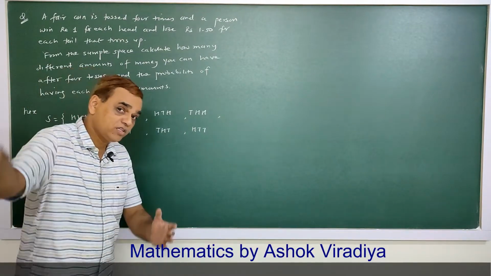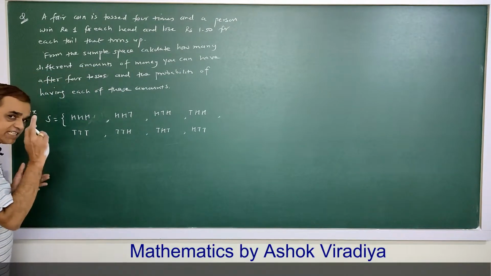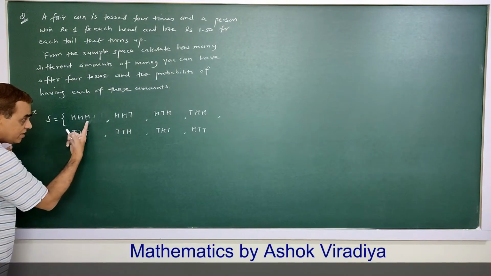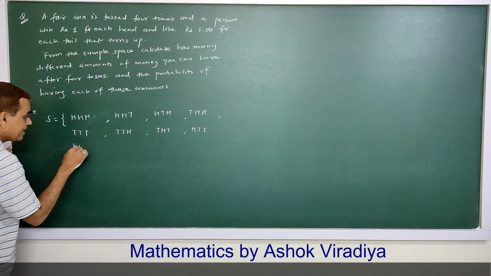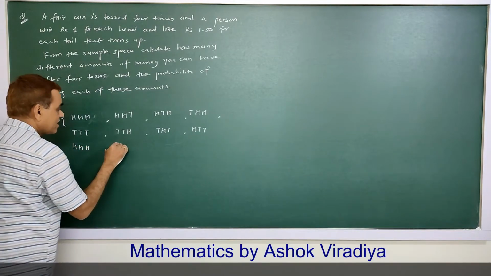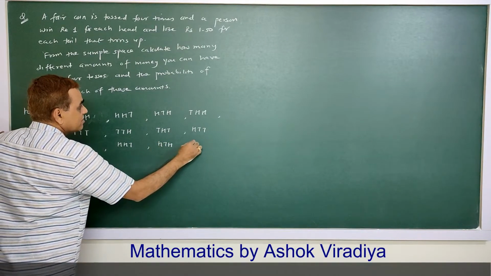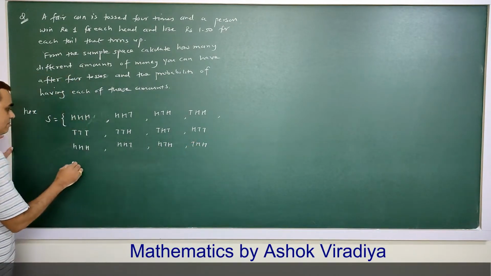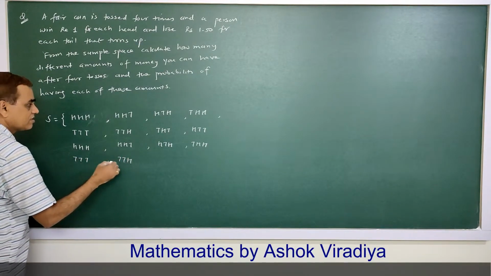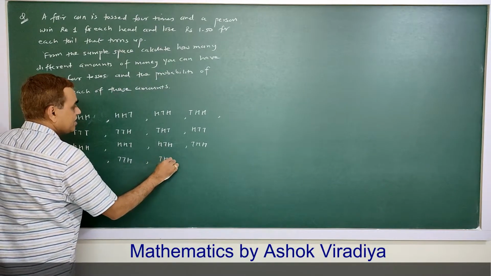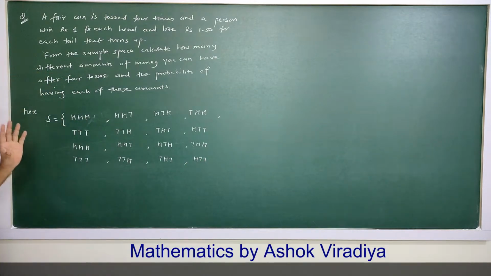Now we are coming to 4 tosses. So we need 16 elements. So the trick is here, these 2 lines repeat again. I am repeating again: HHH, HHT, HTH, THH, TTT, TTH, THT, HTT. So these 2 lines are again repeated.